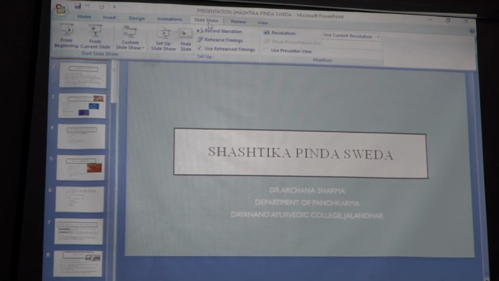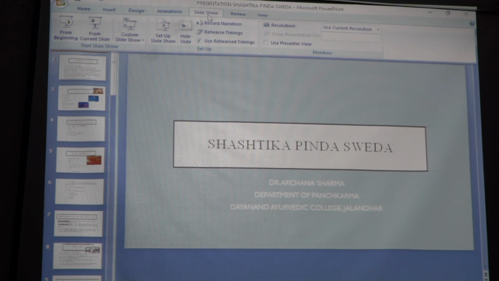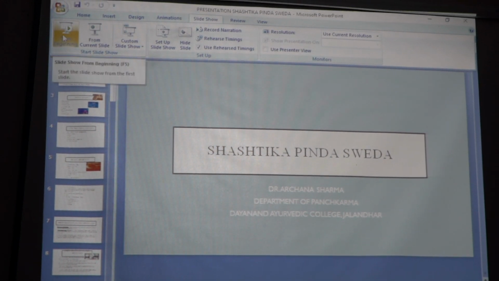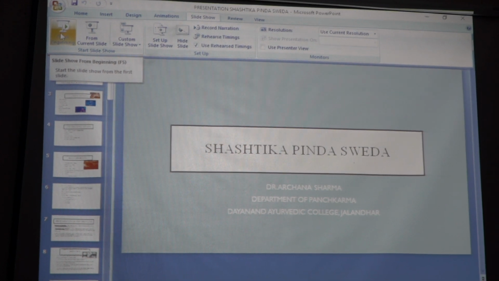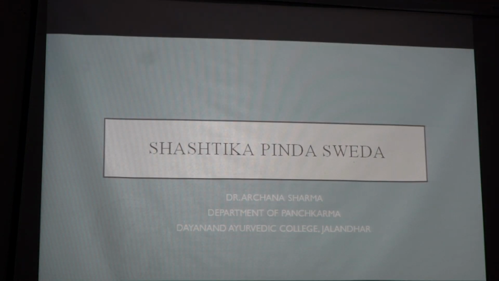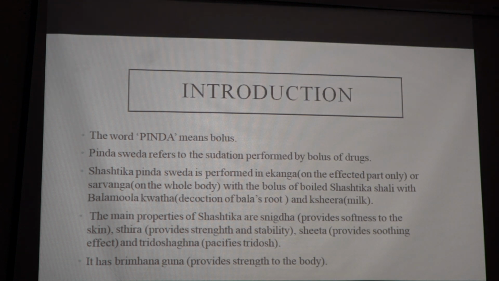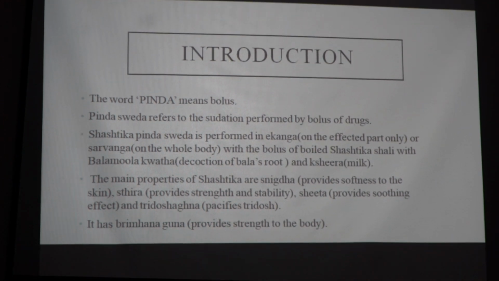We'll start with ShashtikaPindaSweda. Shashtika is a variety of rice which ripens in 60 days. As the name suggests, Shashti means 60. So, ShashtikaPindaSweda. The word pinda means bolus. PindaSweda refers to the sudation performed by bolus of drugs.